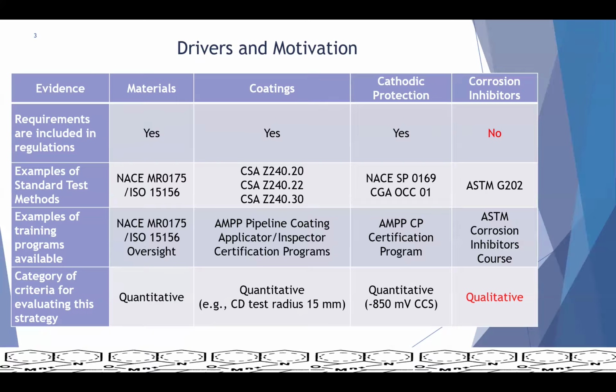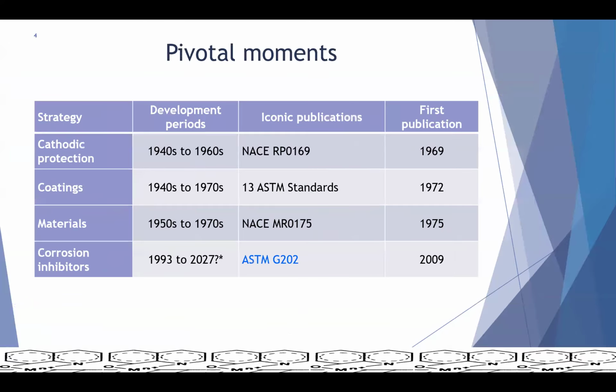Contrasting that with other corrosion control strategies, such as materials, coatings, and cathodic protection, we have well-established quantitative criteria that are being used consistently across the world. So establishing quantitative criteria for corrosion inhibitor evaluation is the primary driver for this webinar series as well as the joint industry project. Again, development of these standard test methods took a long time.